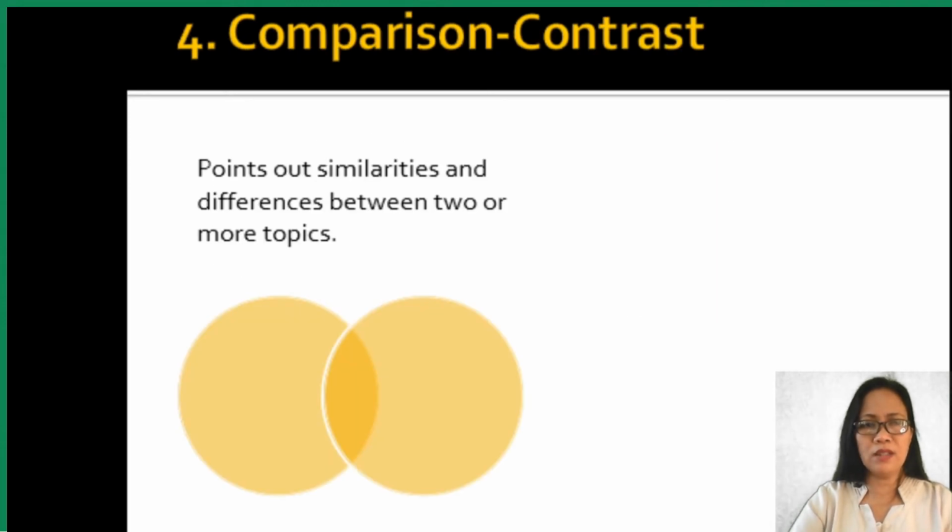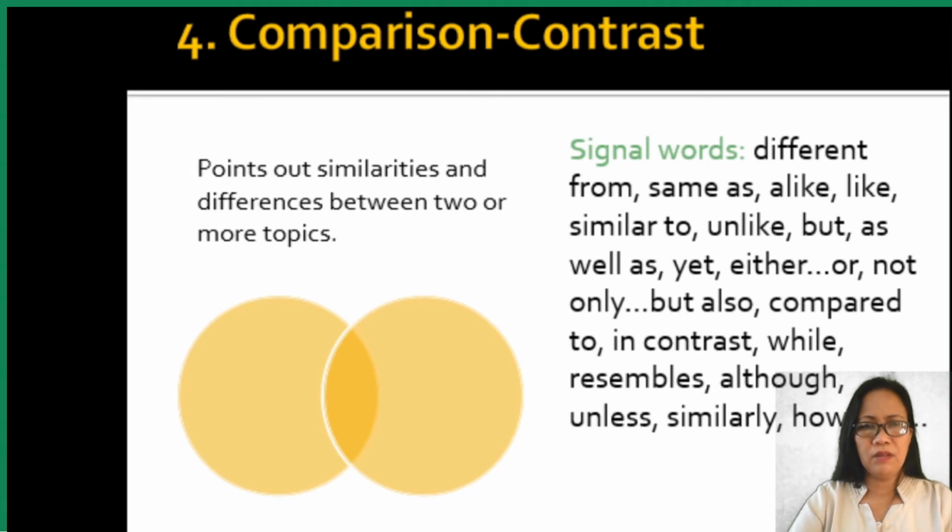The fourth one is comparison contrast. It points out similarities and differences between two or more topics. The signal words are different from, same as, alike, like, similar to, unlike, but, as well as, yet, either, or, not only, but also, compared to, in contrast, while, resembles, although, unless, similarly, and however.